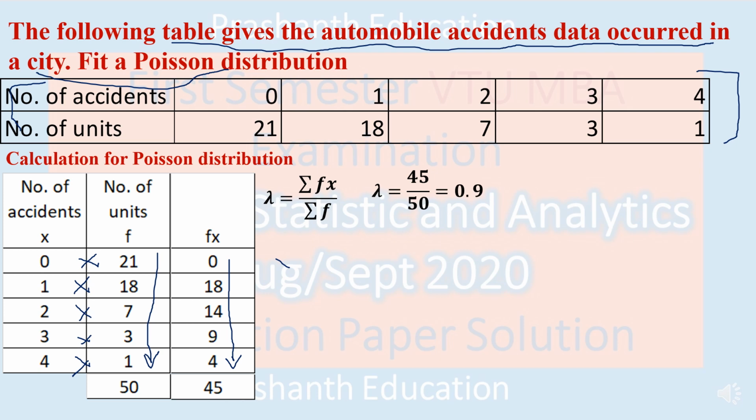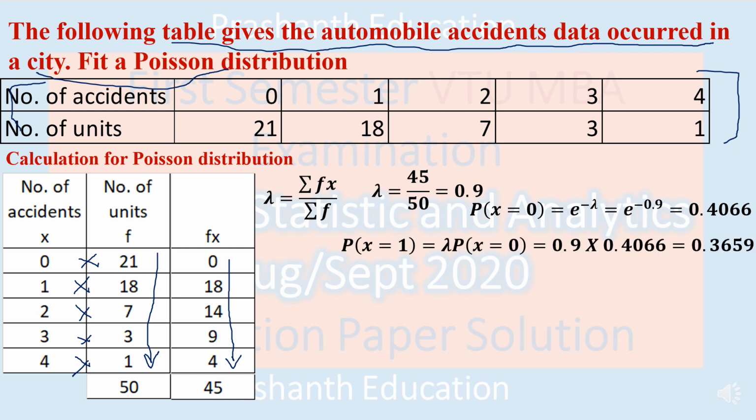Now we need to calculate the Poisson's distribution. For this, the formula: P of x equal to 0 is equal to e to the power of minus lambda. So e to the power of minus 0.9 is 0.4066. Similarly, P of x equal to 1 is nothing but lambda into the value we got in P of x equal to 0. That value we need to substitute, and we got 0.3659.